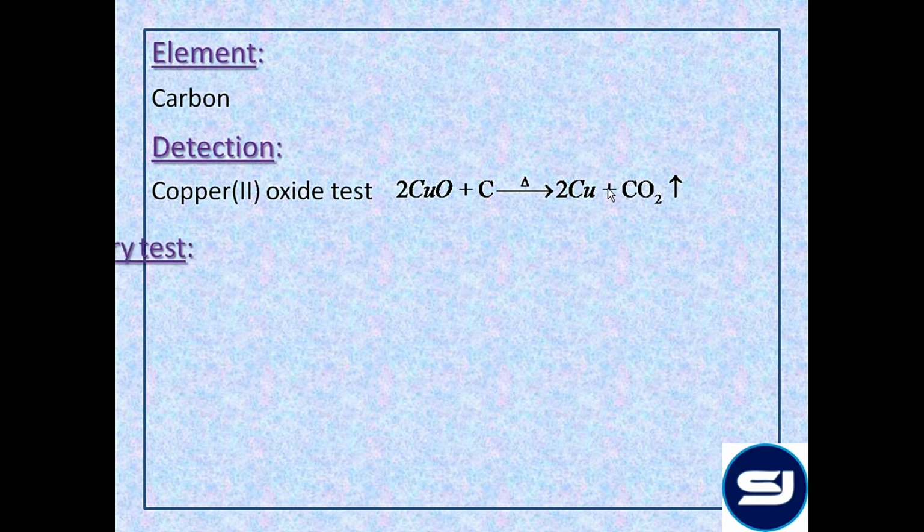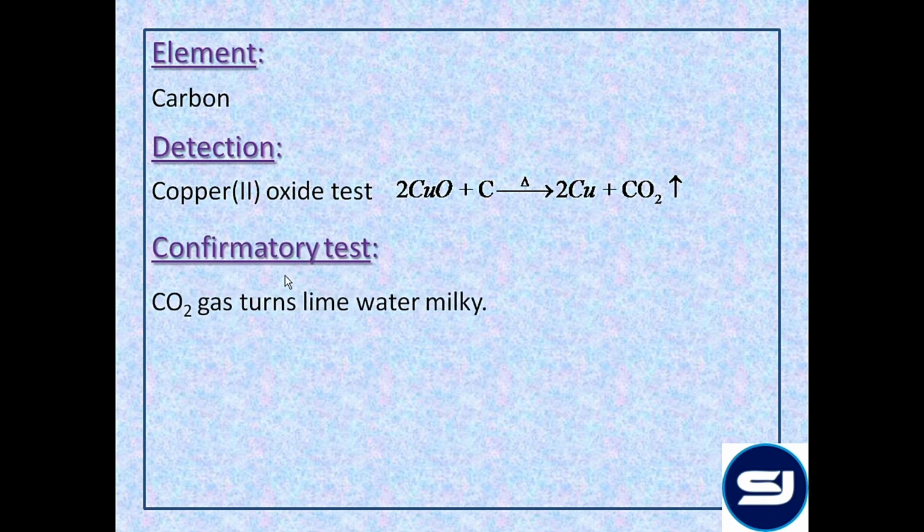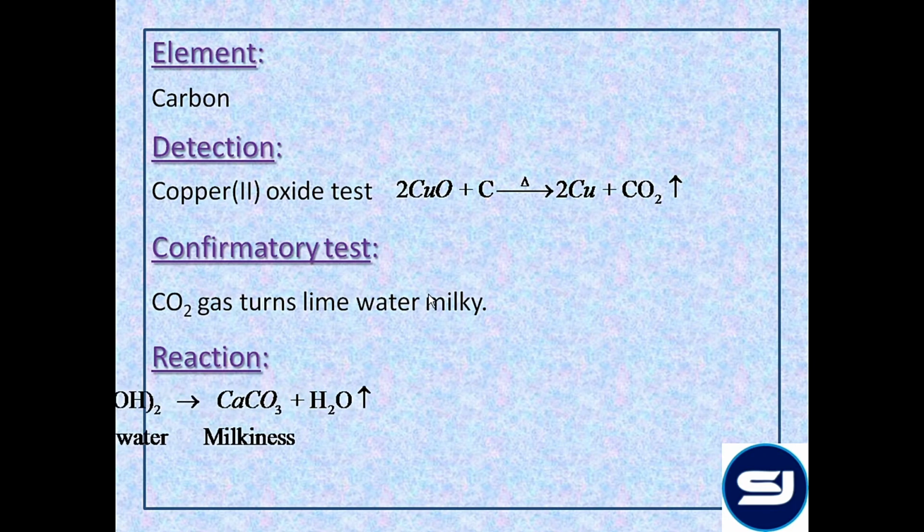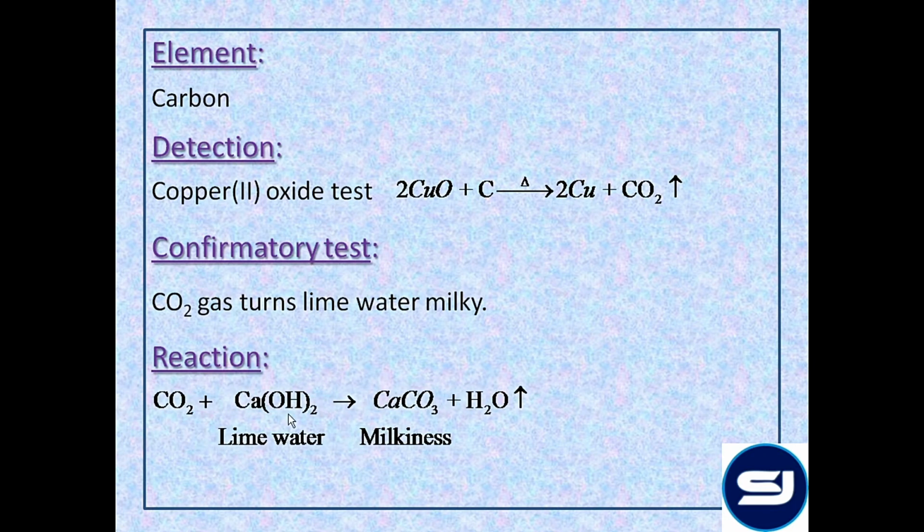Now the confirmatory test would be that the carbon dioxide which is formed is passed through lime water, that is Ca(OH)2, and the lime water would turn milky if the carbon dioxide is present. The associated reaction would be CO2 reacting with lime water to produce calcium carbonate along with water, and the milkiness of the solution is due to the formation of CaCO3, that is calcium carbonate.